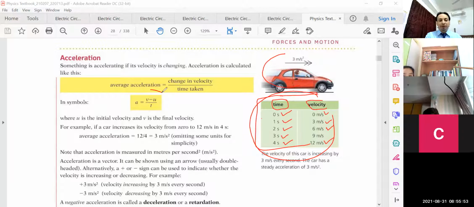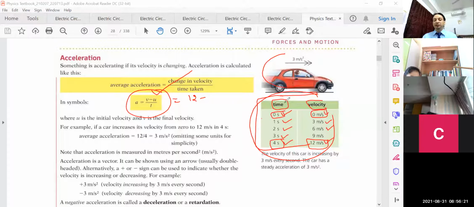Let me mark here. This is the equation for acceleration. Whenever you find questions related to acceleration, children, you have to use this equation. Final velocity. In the table, we have a time interval of up to 4 seconds. So final velocity is 12 meter per second. I will write 12 here. Minus initial velocity. The object started from the velocity 0 meter per second when the time was t equal to 0 second. I will put initial velocity 0, divided by time taken.